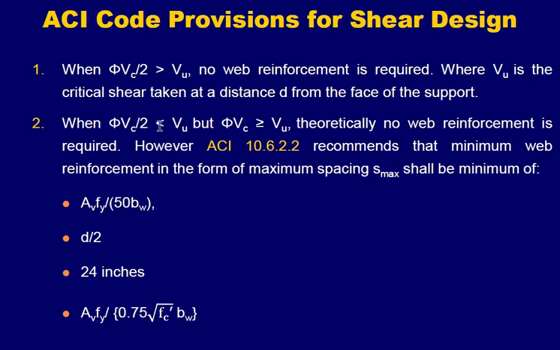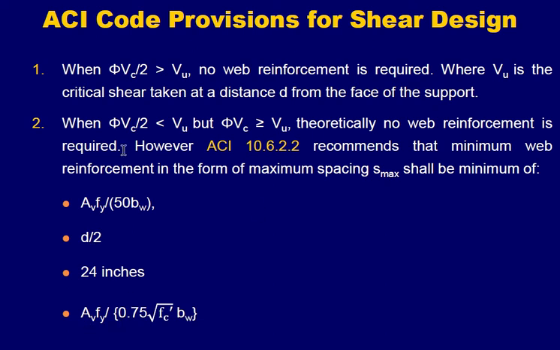The second condition is when Vu is greater than φVc divided by 2, but less than φVc. For example, φVc divided by 2 is 50, φVc is 100 and your Vu is 75. So it is in between both of them. Theoretically, no web reinforcement is required. However, ACI 318 recommends minimum web reinforcement, with maximum spacing being the minimum of these four values. The minimum value from these four should be provided as shear reinforcement. Av is the stirrup area, and fy, bw, d and all these factors you know very well.